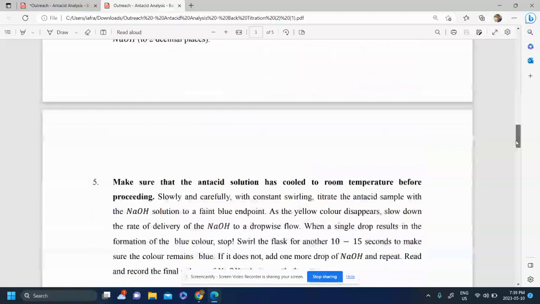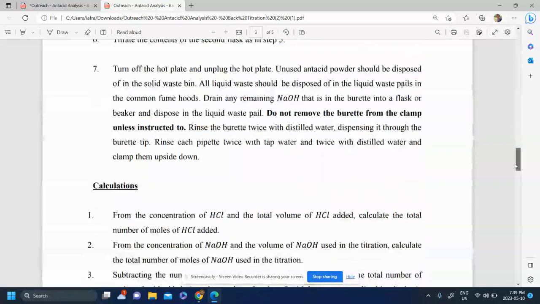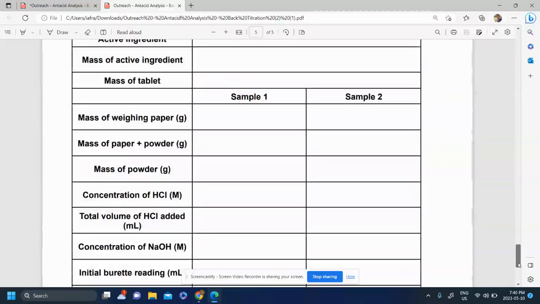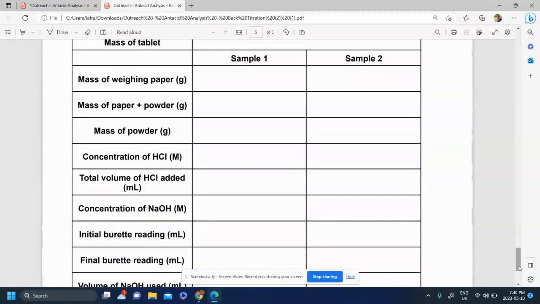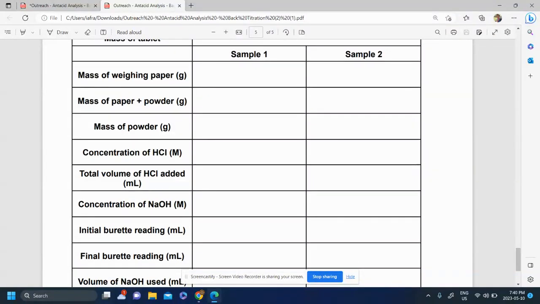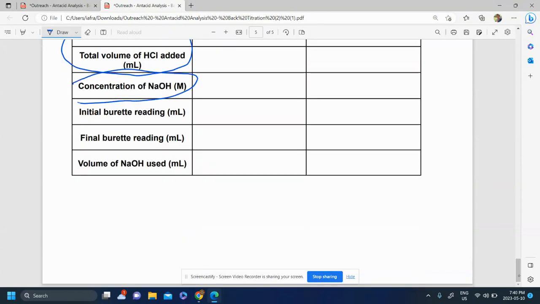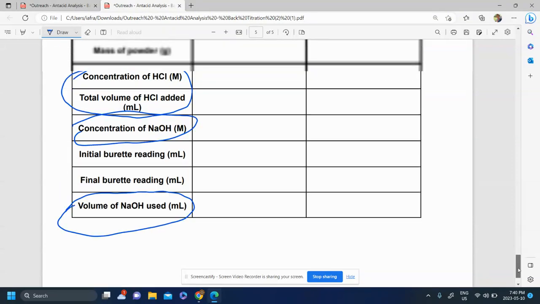In this video, we're going to do a quick overview of the calculation questions from the UTM lab. You'll notice that you have your data table over here, and there's some crucial information that you need. For example, you'll need the concentration of the HCl used that was provided at UTM, as well as the total volume of HCl that you used during the lab. You'll also need your concentration of NaOH provided at UTM, and then also the volume of NaOH used during the lab. So let's go take a look at the questions.